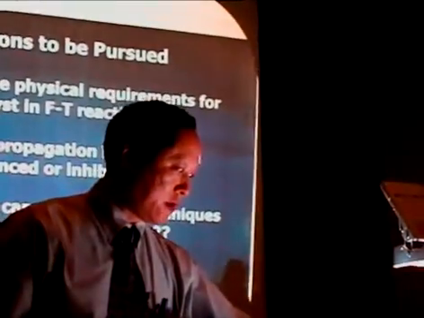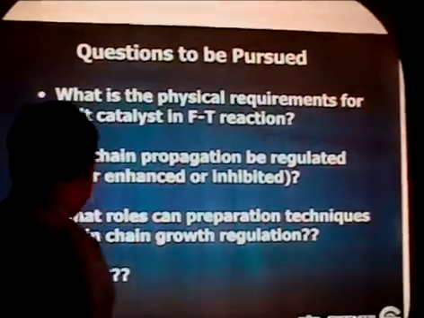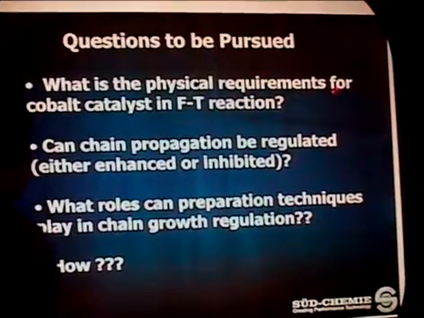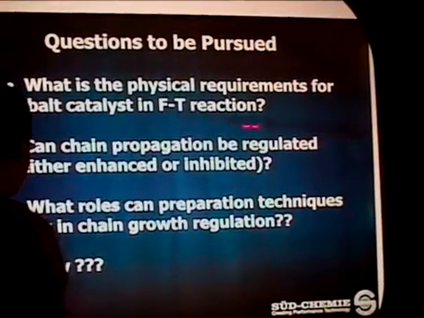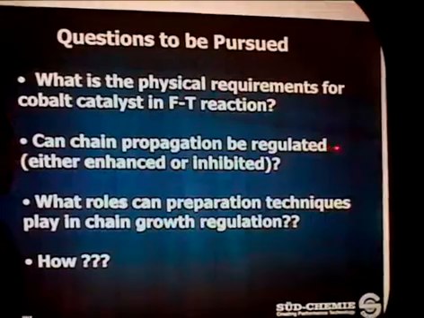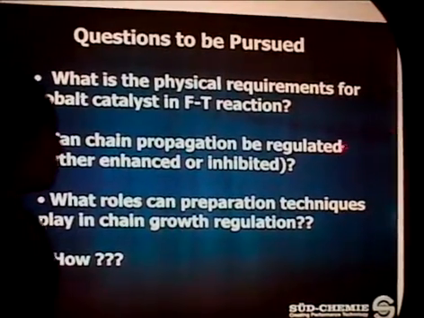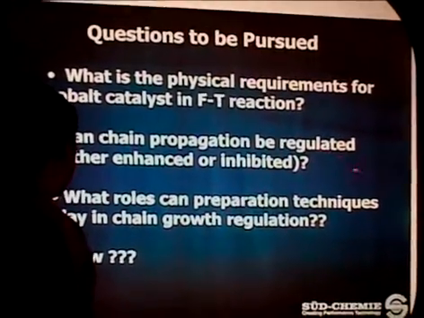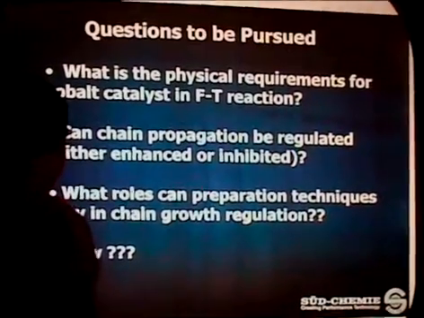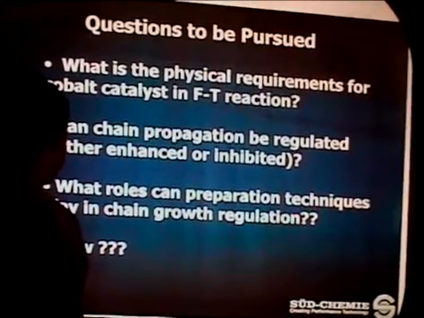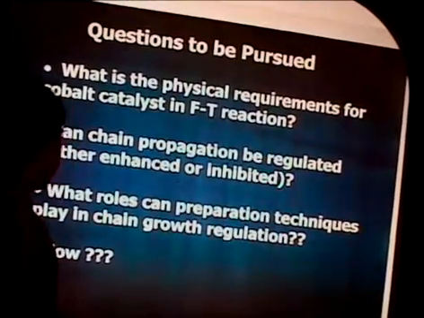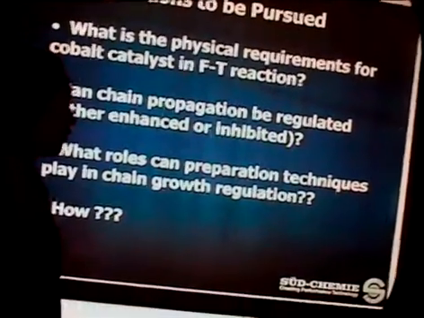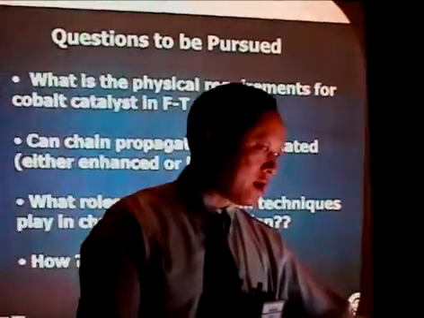What I'd really like to address here is the following. First, what are the physical requirements for the cobalt catalyst in the Fischer-Tropsch reaction? Then, this chain propagation can be regulated, enhanced, or inhibited by changing those sets of physical properties. My focus again will be on the preparation technique, and whether the technique plays a role here. I think the answer is yes, positive, but how do we do this? I'll just give you some brief ideas on how we can accomplish this.